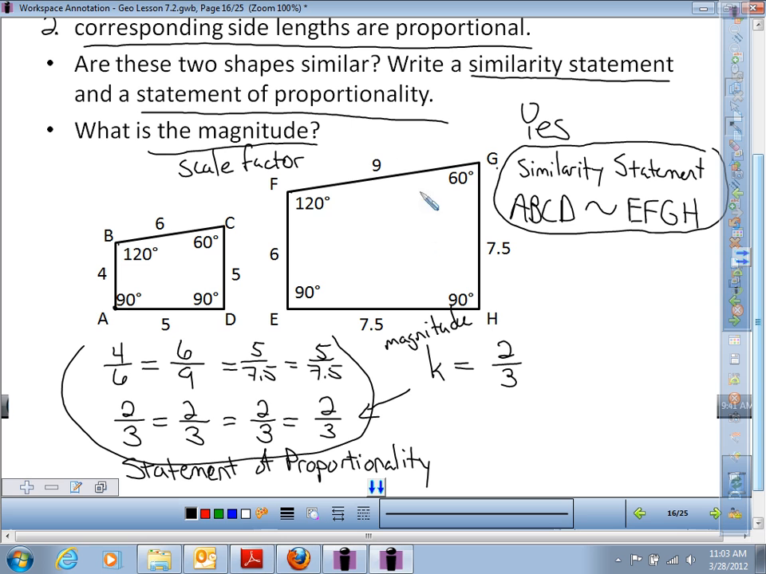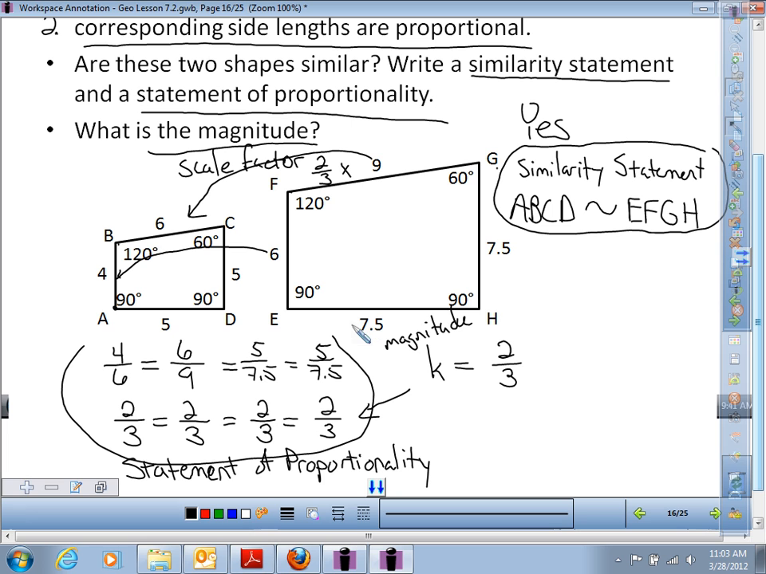What the scale factor means is that this little guy right here is 2/3 the size of the big guy. What you could look at is if you took 9 times 2/3, you'd be sitting at 6. If you took 6 times 2/3, you'd get 4. If you took 7.5 times 2/3, take a while and guess at what you get: 5. Now, that's the scale factor going from big to small. Big to small.